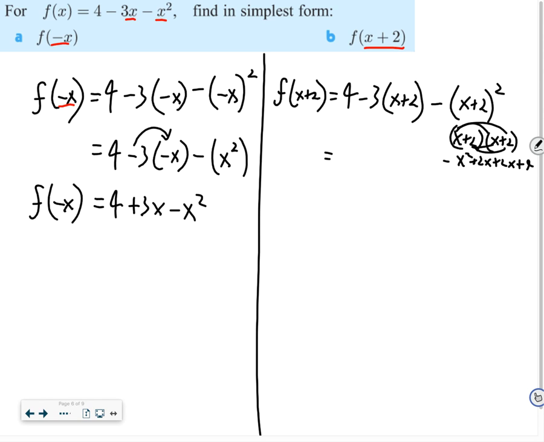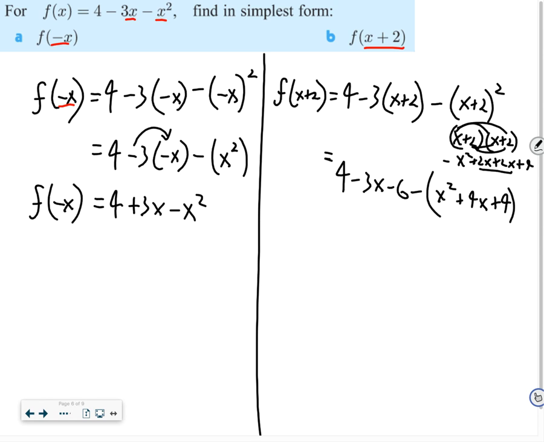And that's minusing this whole term. Okay, so I did a little side work there, but I'm going to simplify here. So I get 4, distribute my negative 3 across, so I get minus 3x minus 6, and then it's minus parentheses. I had an x squared. These combined together is plus 4x and a plus 4.